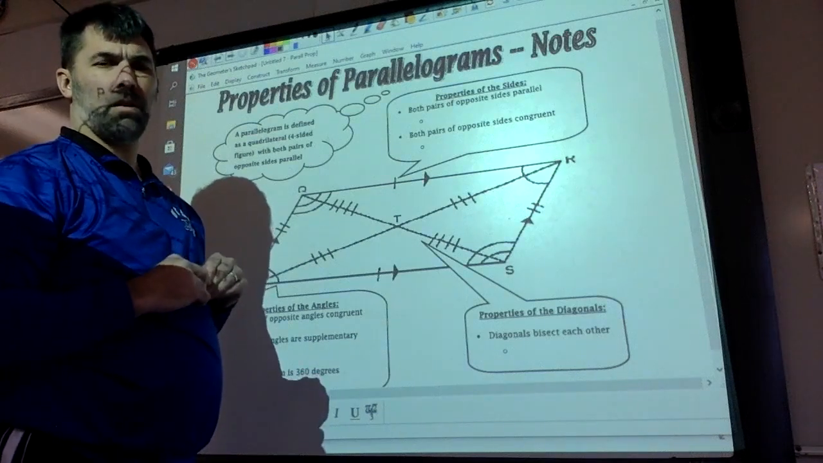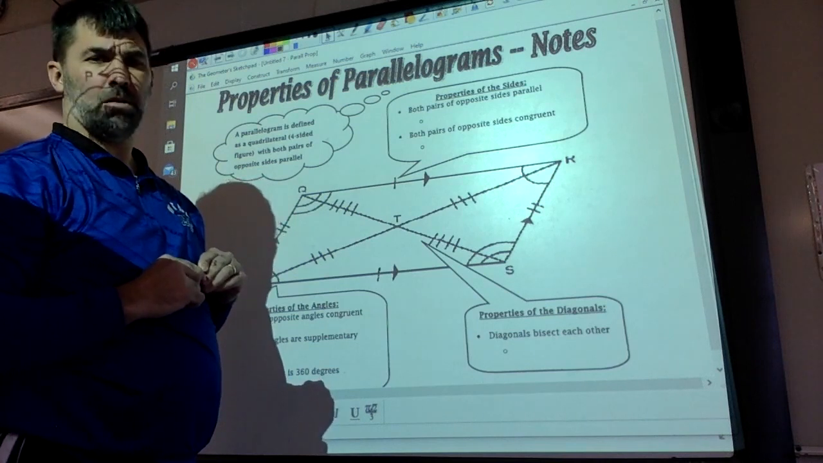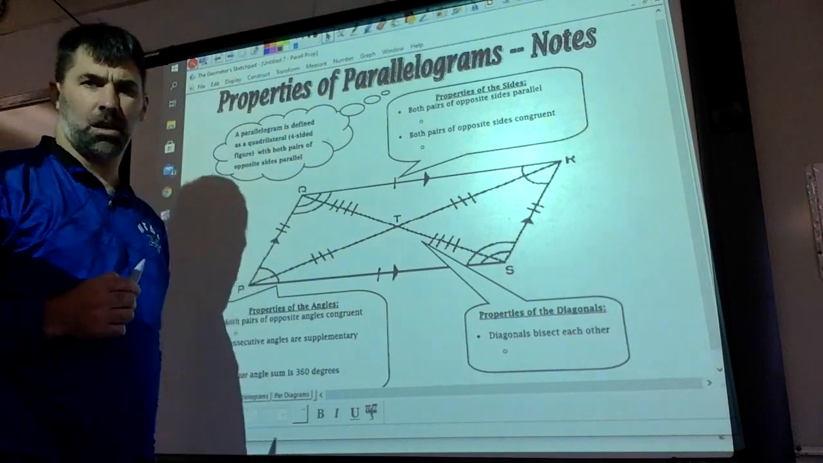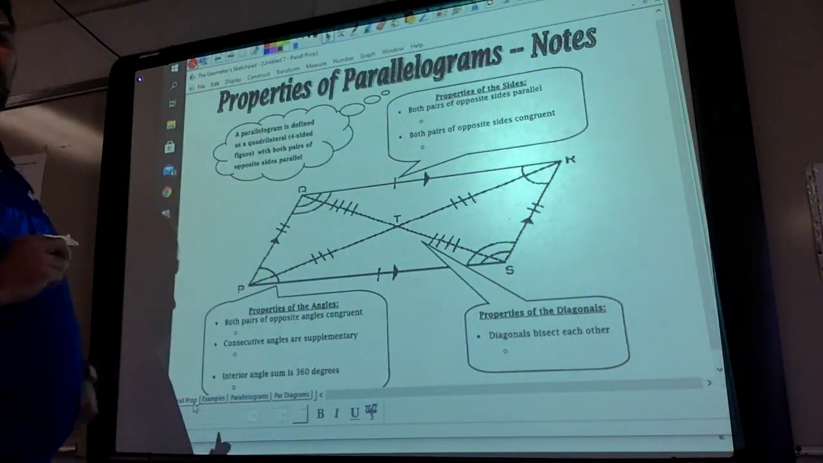And so this one's talking about parallelograms. I thought it'd be better to do it this way, that way you can see it as I do it. All right, so in the previous video we talked about polygons, and one of the polygons was a quadrilateral.